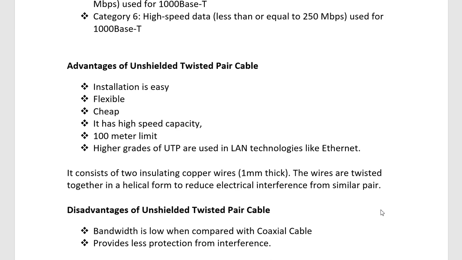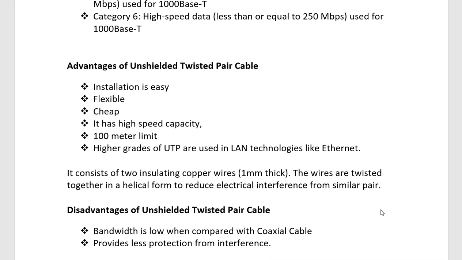There are disadvantages of this unshielded twisted pair cable. Bandwidth is low when compared with coaxial cable, and it provides less protection from interference, because coaxial has a fixed shield, so it has less interference. We also get less bandwidth because the wires are very thin, 1 mm is very thin, so we have some limitation of bandwidth also.